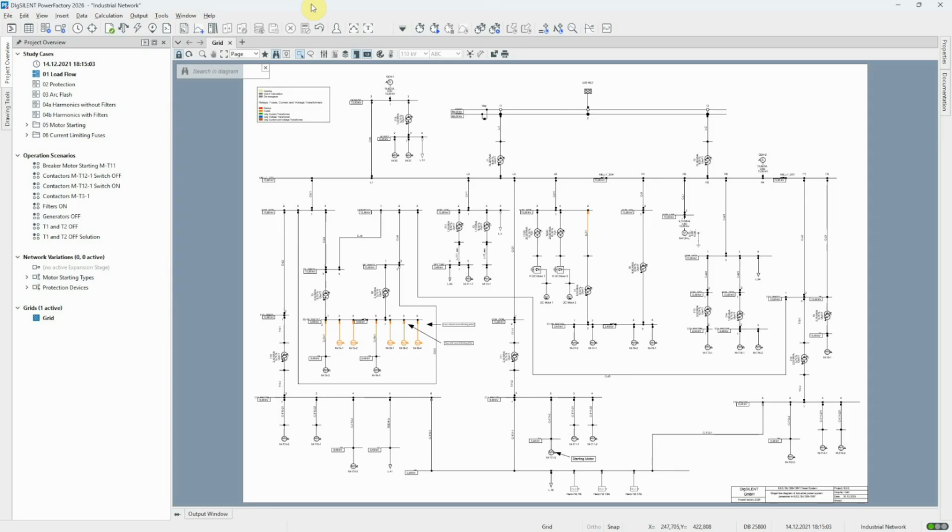In this video, we introduce the Industrial Network example project and demonstrate the load flow calculation. This low-voltage network contains a number of loads and DC and asynchronous motors supplied by two generators and a connection to an external grid. Let's run a load flow calculation.